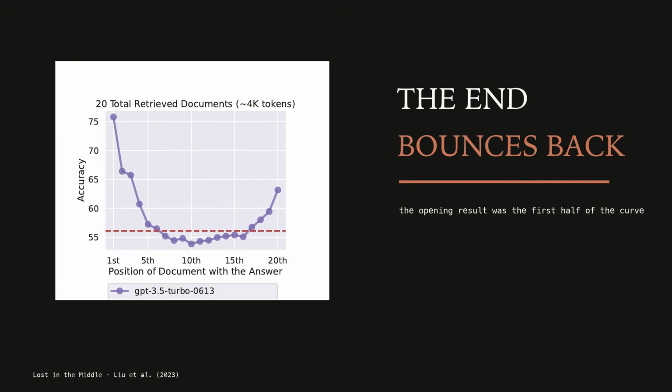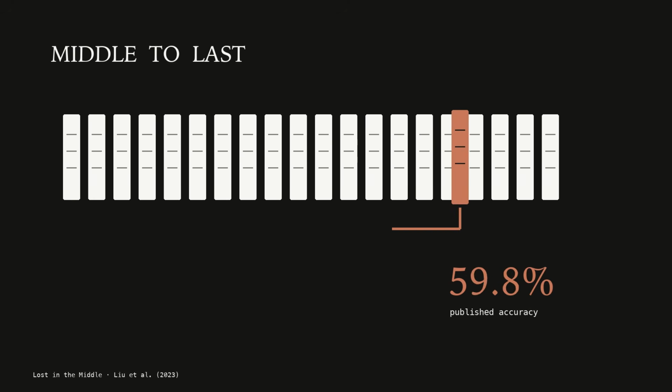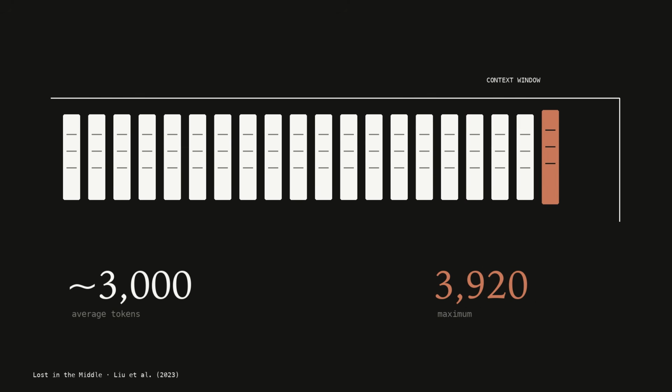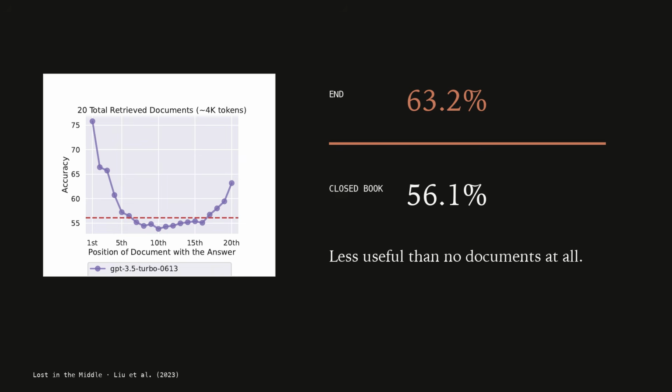The lost in the middle experiment gives us a clear example. Put it at the end, and it recovered to 63.2%. Those prompts averaged about 3,000 tokens and never exceeded 4,000. This was not a case of overflowing the context window. In the worst position, the model did slightly worse than its closed-book score, answering without those documents at all.